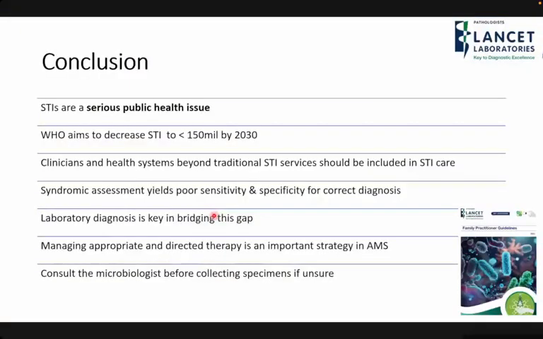So in conclusion, this is a serious public health issue. The World Health Organization aims to decrease STIs to less than 150 million by 2030. Clinicians and health systems beyond traditional STI services should be included in STI care. The problem is we leave STI care to gynecologists or urologists, and when these patients go for other care, no one asks about their sexual health, and it should be part and parcel of the healthcare system. Syndromic assessment yields poor sensitivity and specificity for correct diagnosis.